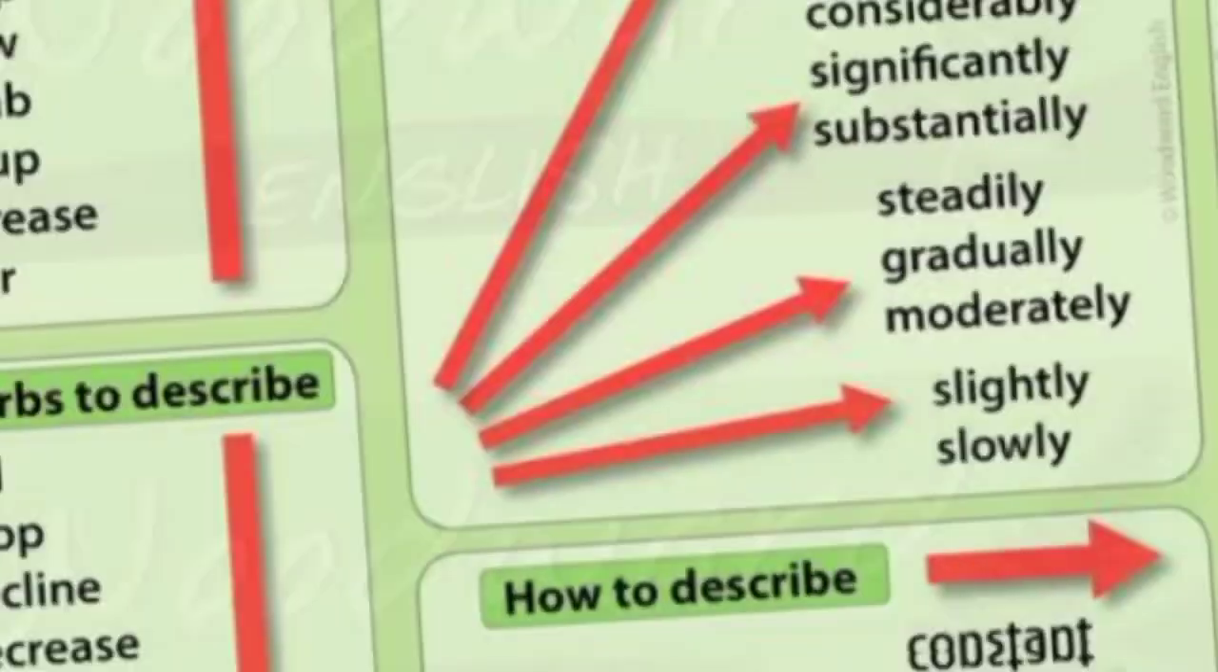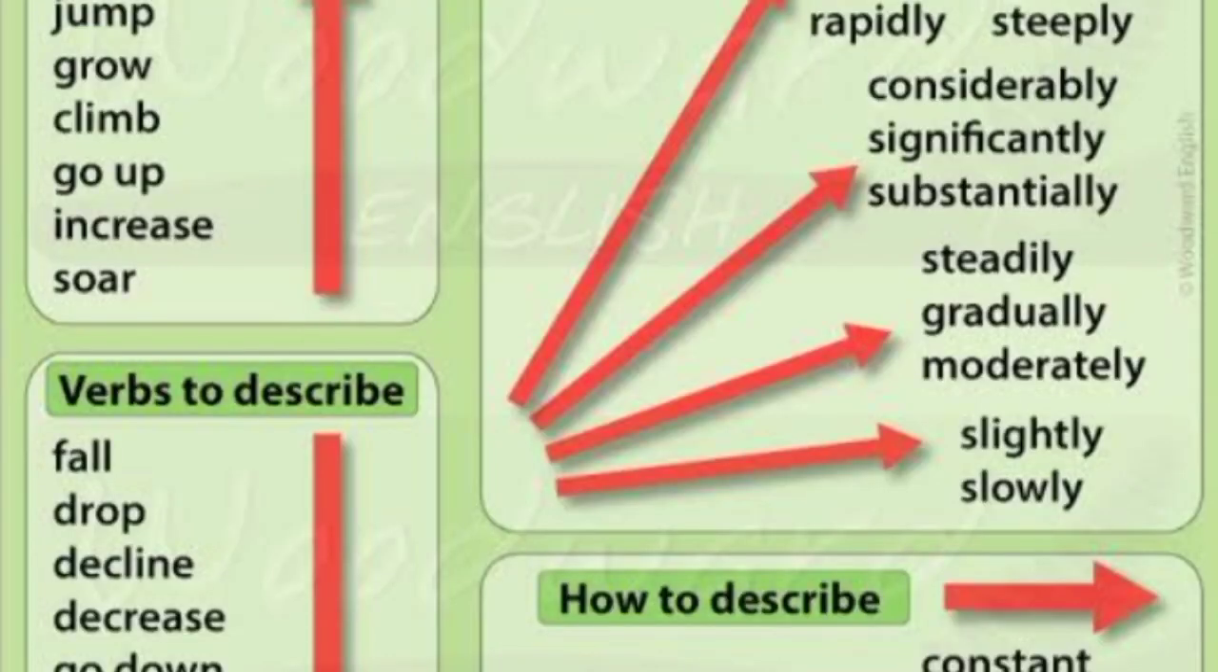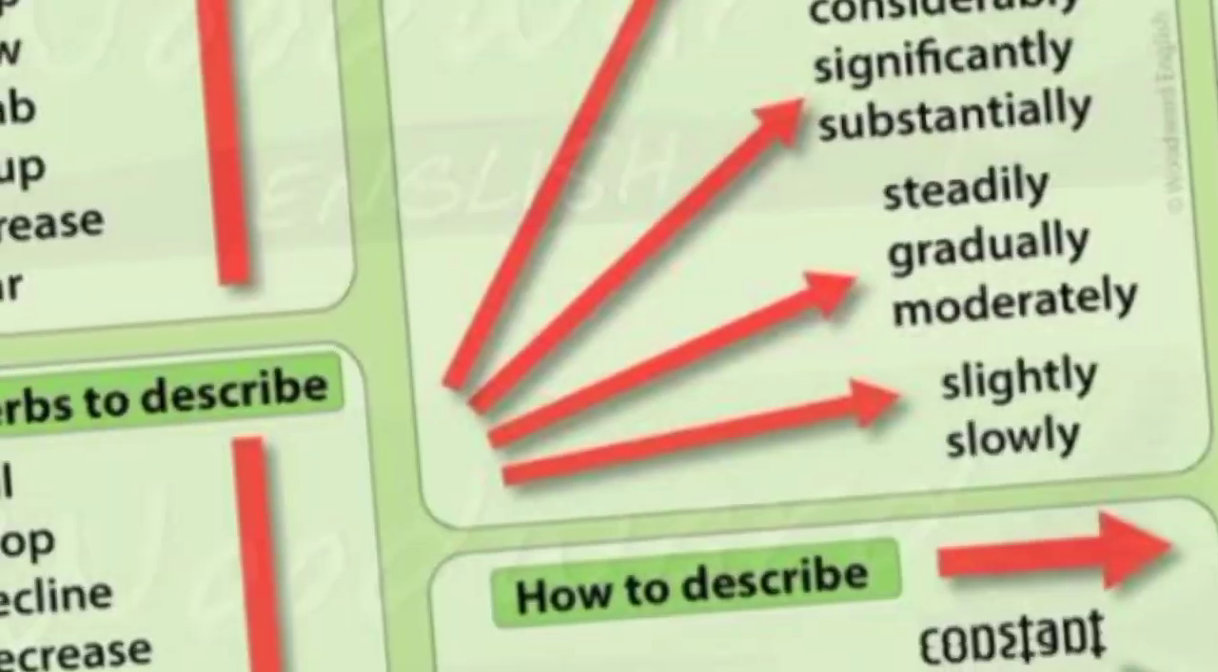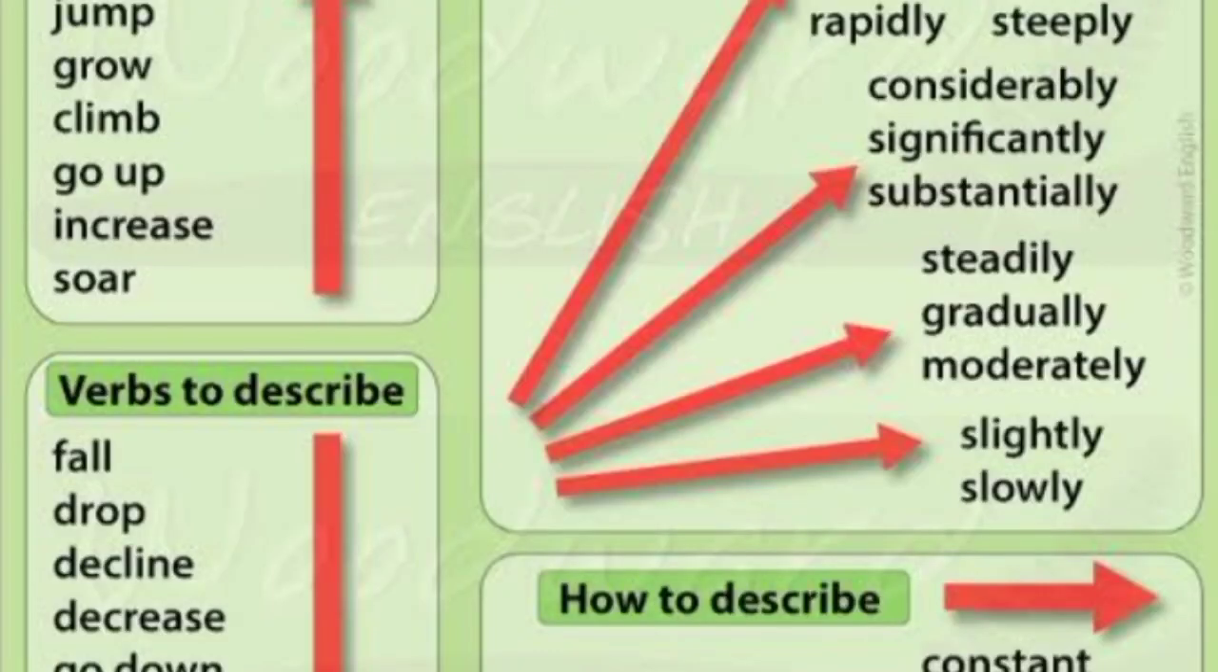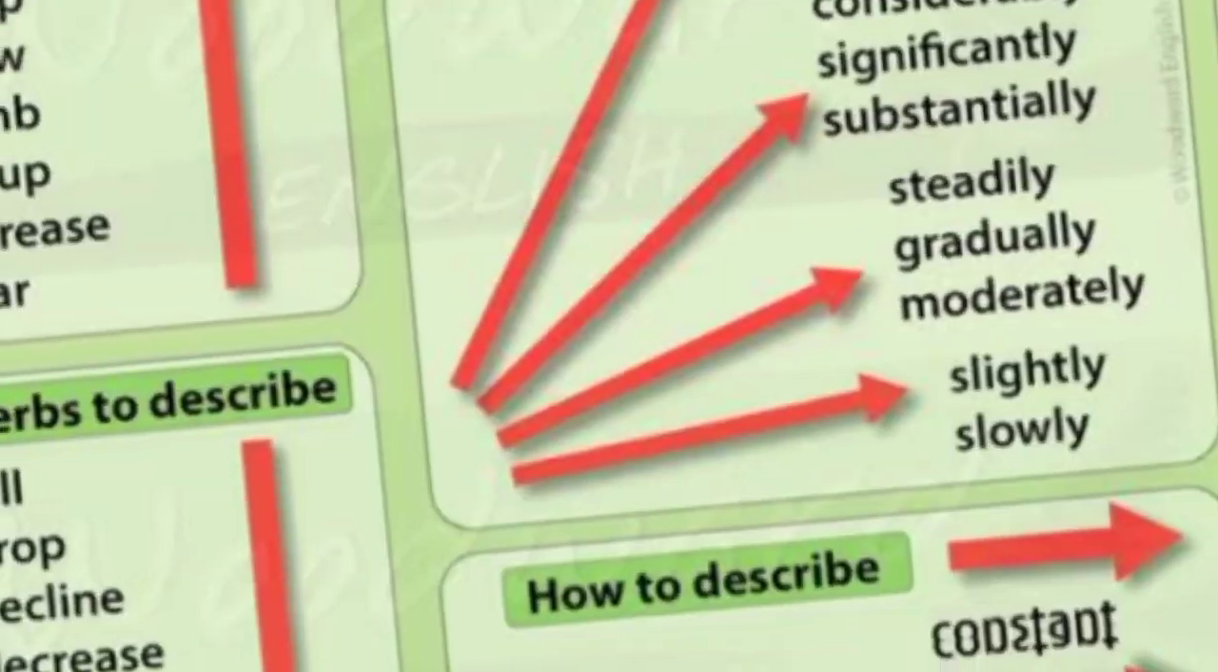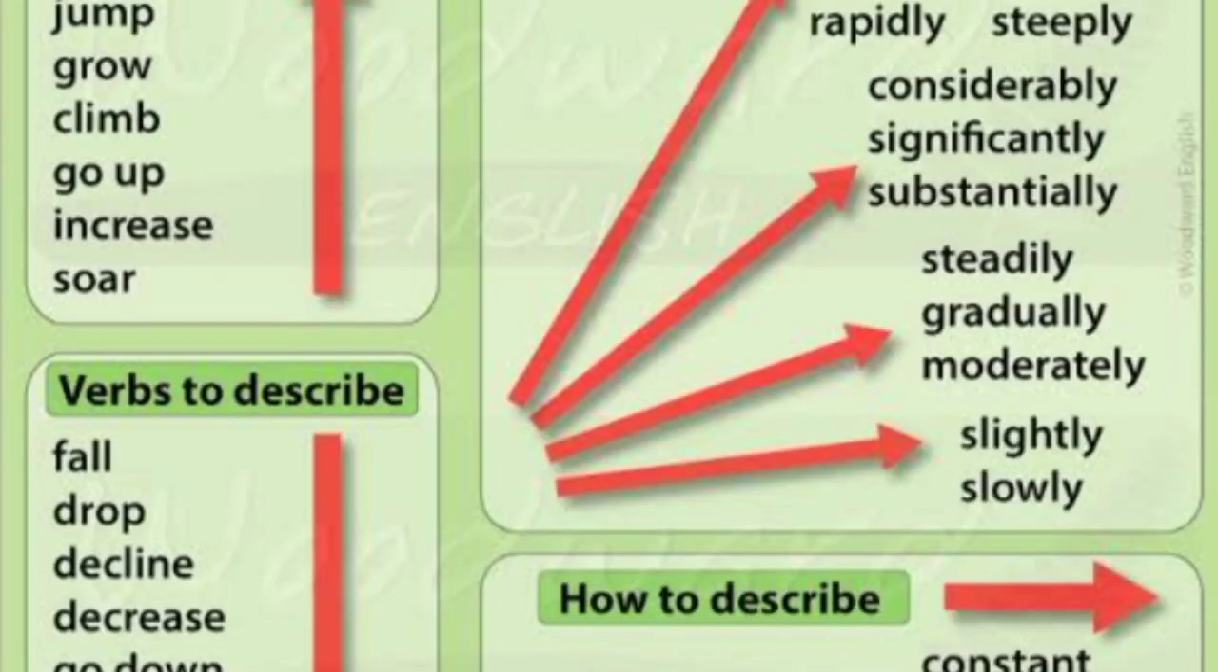The use of water soared in March. Climb: population climbed to over 1 million by 1980. Rocket: use of cars rocketed in the first decade. So you can use them according to your choice.